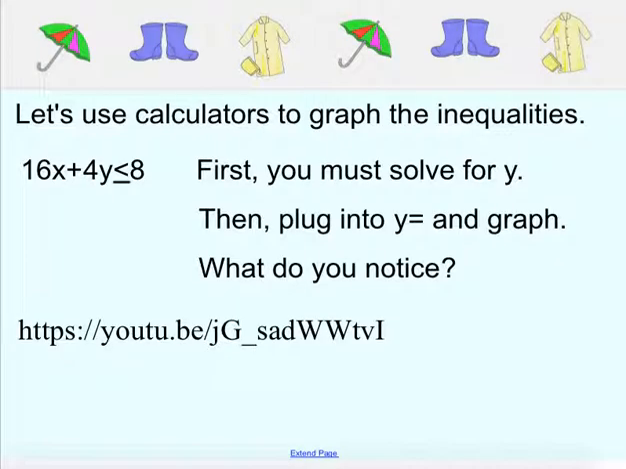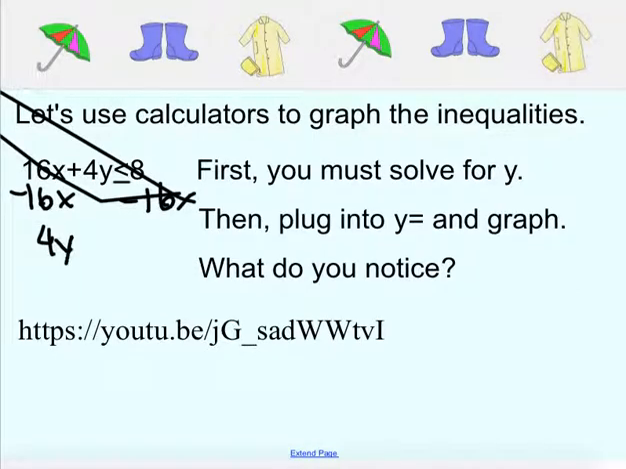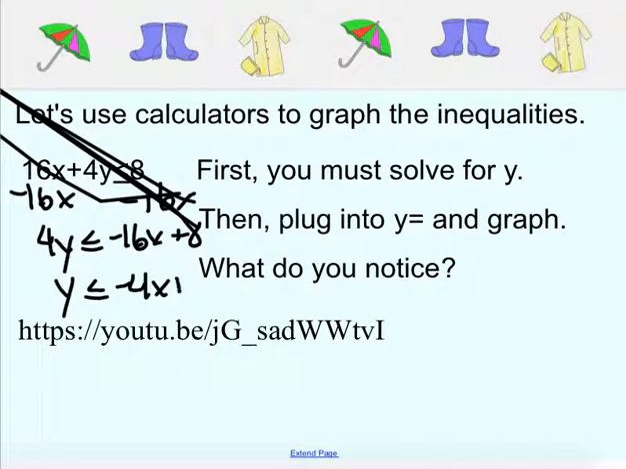All right. So we can also use calculators to do this. That's in lab number 9. So you can use a graphing calculator, but always remember we have to get y by itself in order to graph things. And it's helpful for when we graph things by hand. So in this case, we would have to subtract 16x from each side and get 4y is less than or equal to negative 16x plus 8. And then we would divide by 4 to get y is less than or equal to negative 4x plus 2.